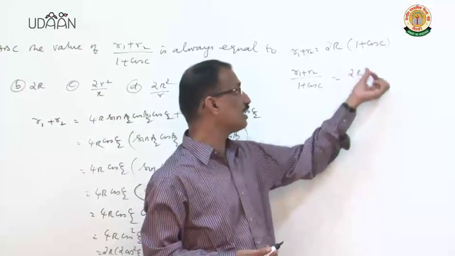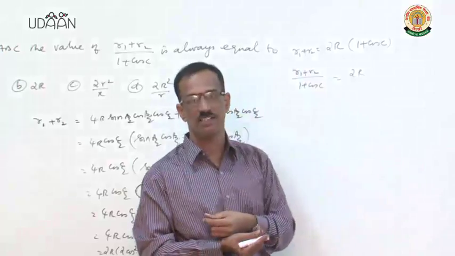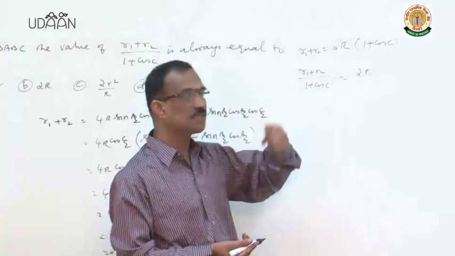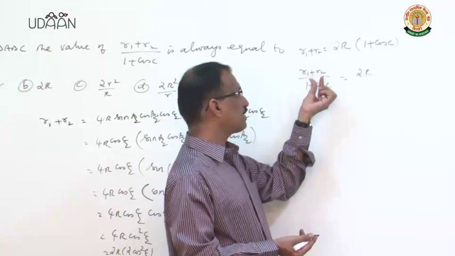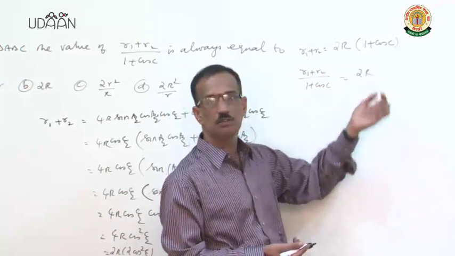Now, this R is the circumradius, that is, the radius of the circle circumscribing the triangle. So, this 2R means always R1 plus R2 by 1 plus cos C equal to 2R.